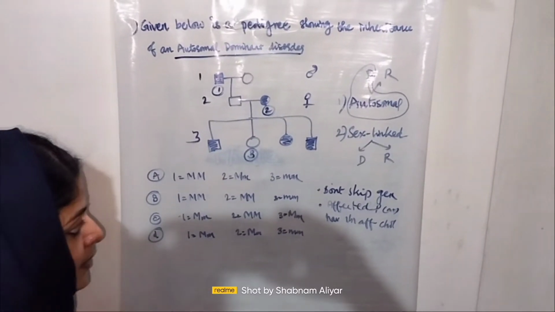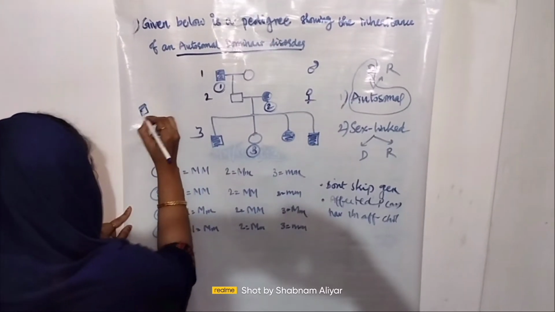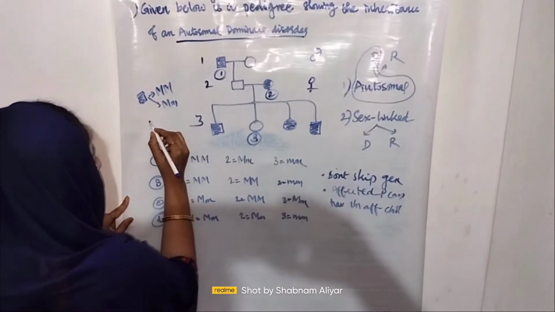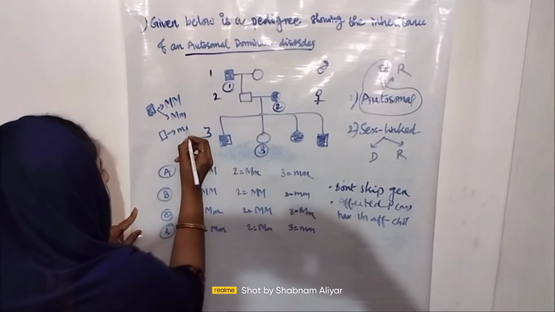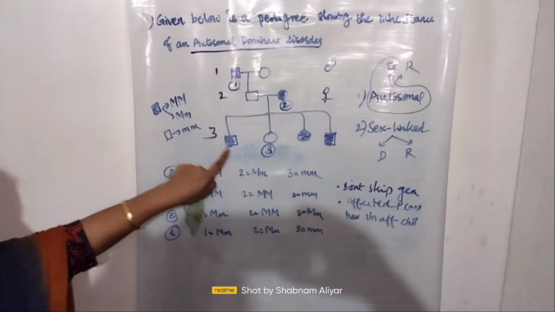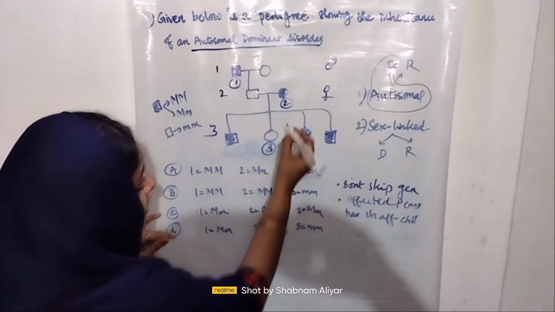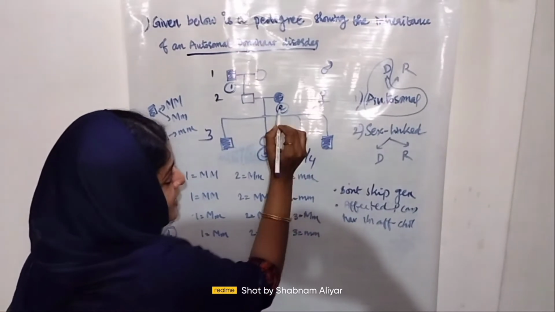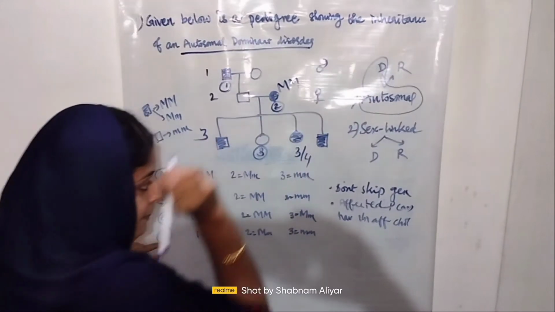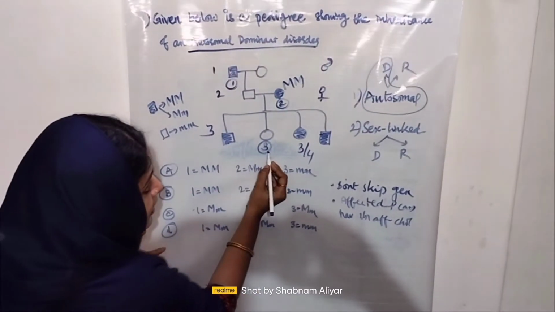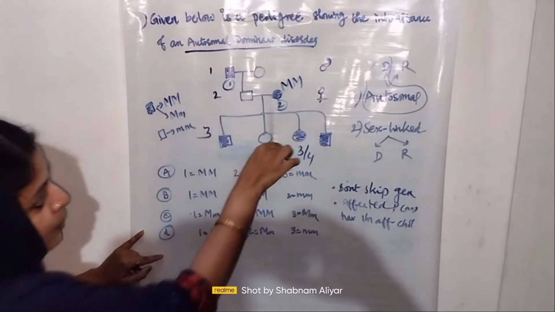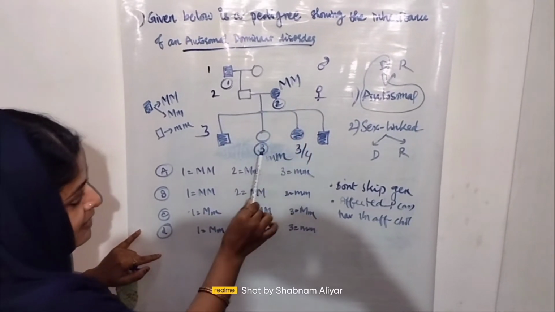How to find the genotype? We know affected can have the genotype capital M capital M or capital M small m, and the unaffected remains as small m, small m. So in this case these can be capital M capital M or capital M small m. But here 3 out of 4 children of the second person are affected, so definitely the second person should be capital M. And this one is clearly unaffected, which remains small m, small m. So 2 is capital M, 3 is small m, small m.